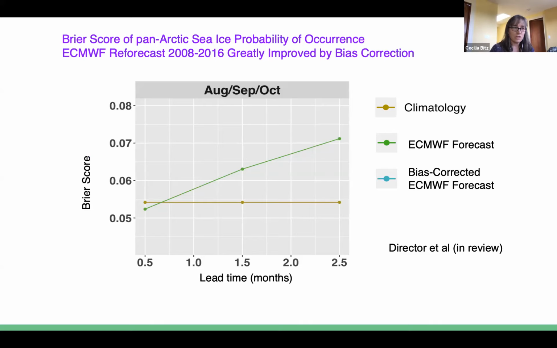So this is just the ECMWF model, and I've changed the x-axis to lead time in months now, so we can really look at a longer period.